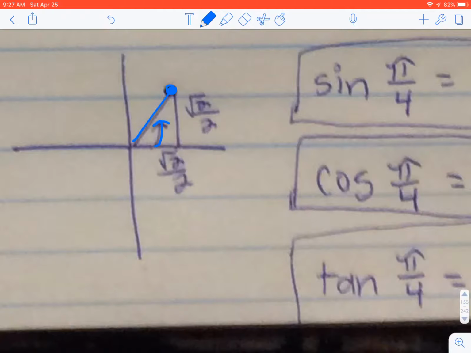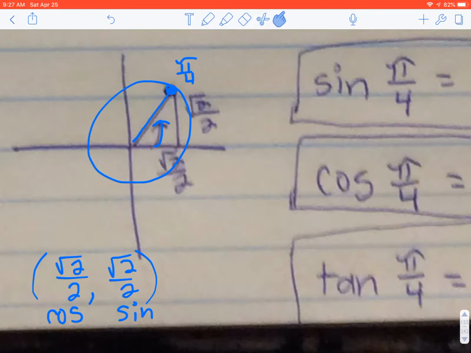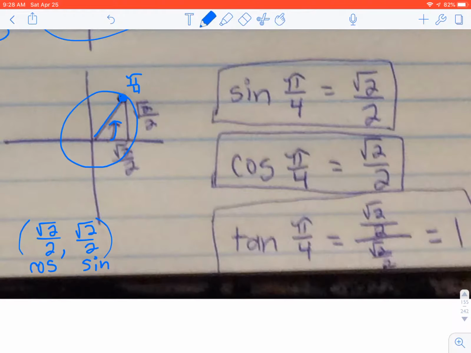Pi over 4 is in quadrant 1, so we're right here. Okay. So on our unit circle, we know the family of pi over 4 is always square root 2 over 2. We're in quadrant 1, so they're both positive. So if you want to write down the ordered pair, I think that helps sometimes. This is your cosine of pi over 4. This is your sine of pi over 4. Okay, so your answers there, I just mentioned 2 of them. Your sine of pi over 4, square root 2 over 2. Cosine pi over 4, square root 2 over 2.